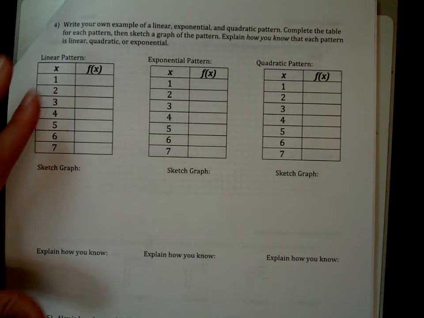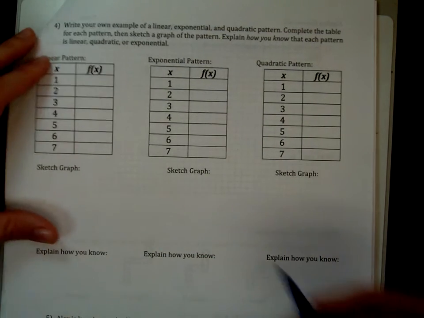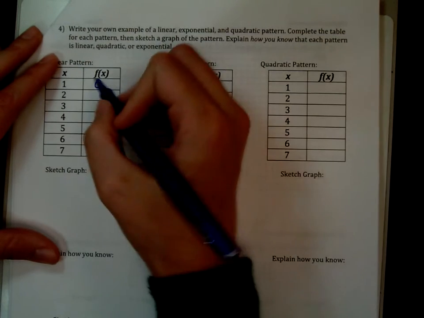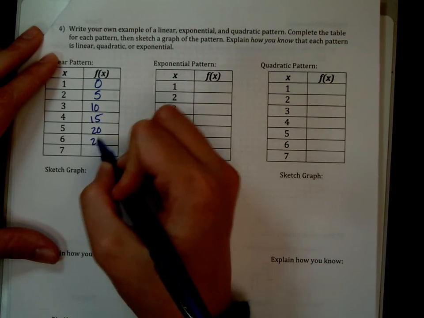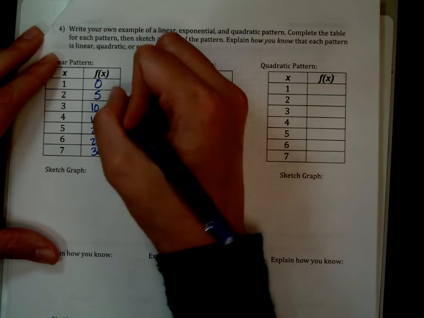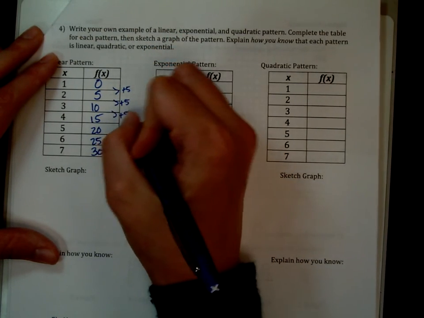Write your own example of a linear, exponential, and quadratic pattern. Complete the table for each pattern, then sketch a graph of the pattern. Explain how you know that each pattern is linear, quadratic, or exponential. So my linear pattern, I'll just start with 0, and I'll add 5 each time. So I went up 5 every time. So my first difference is constant.